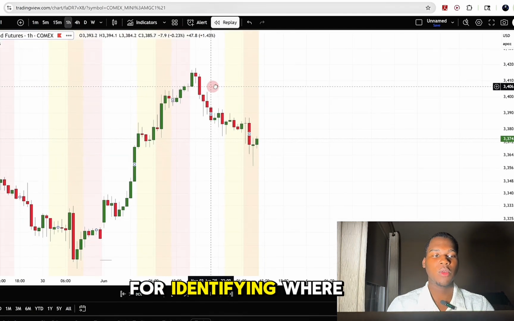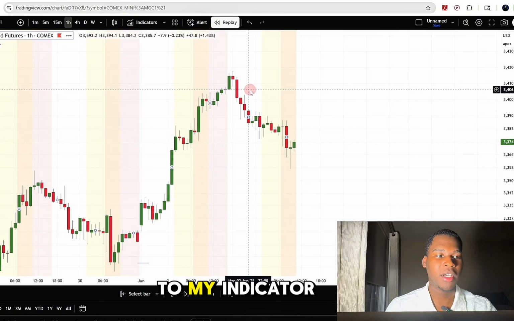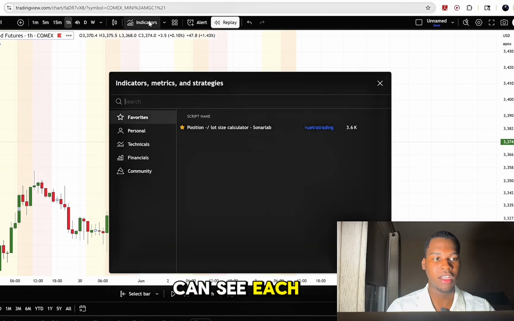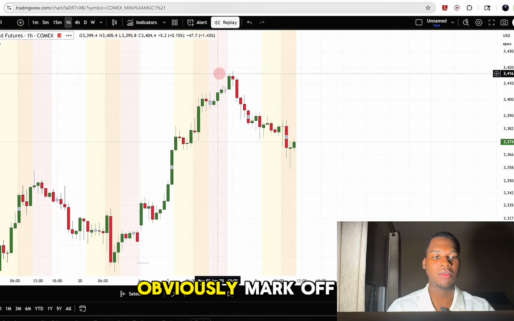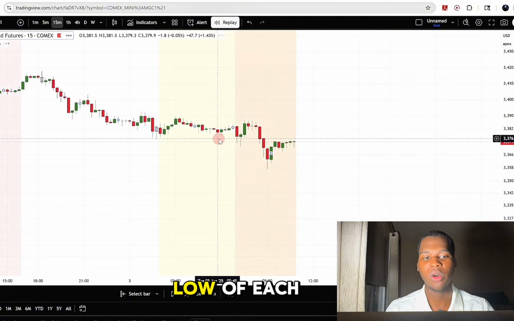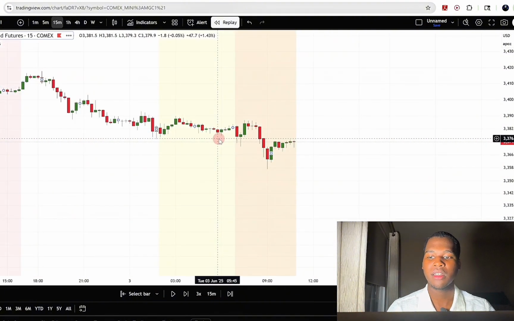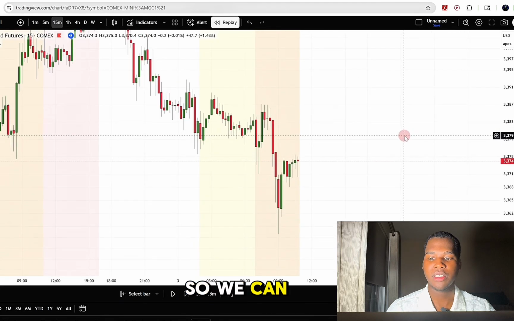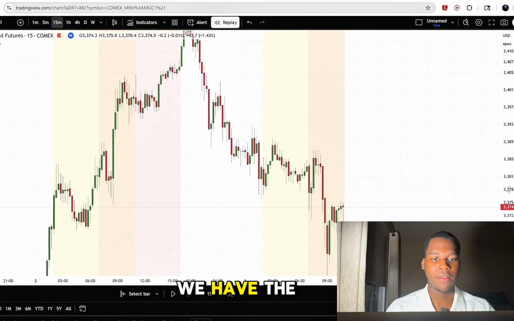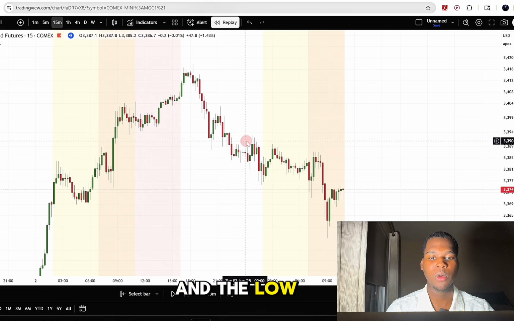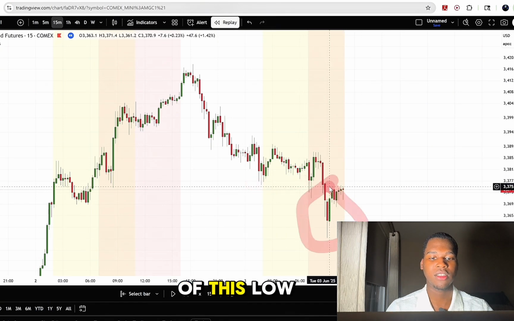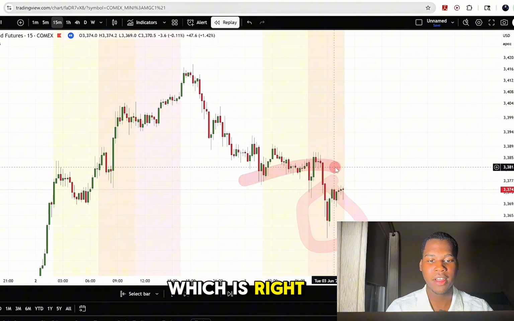For identifying where liquidity is resting at, I'm going to go to my indicator and type in sessions so that we can see each session. So we can obviously mark off the high and low of each session. So mainly here, I'm focusing on New York. We can see that during London, we have the high right here and the low of London right here. So all I'm waiting for during New York is a sweep of this low of London, which is right here.